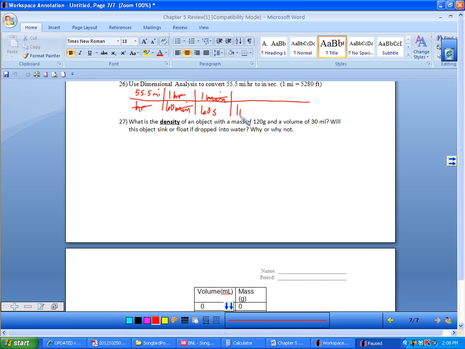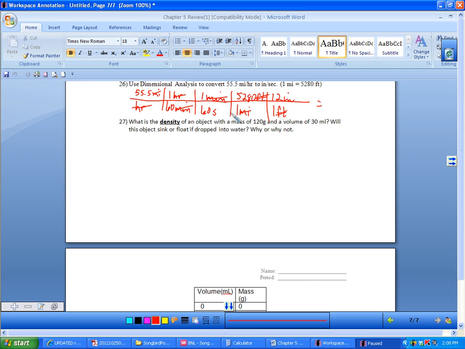Now I've got to get out of miles, so 1 mile is 5,280 feet. I want to go to inches, so I can say that 1 foot is 12 inches. Get rid of that, that, and that. So now I have inches per second, so I know I'm good.